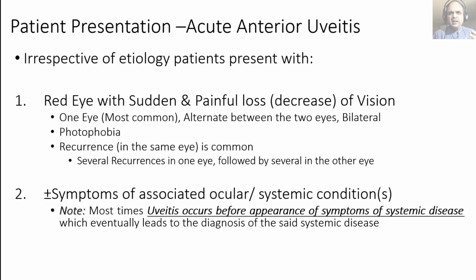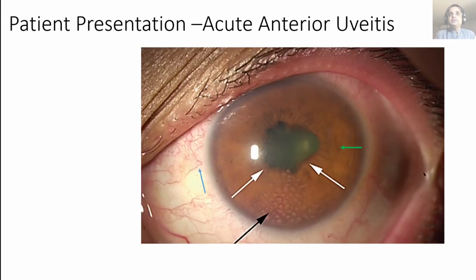And even if you can't, and you already know an association, or you're aware of associations between uveitis and systemic diseases, you should tell your patients, because communicating with your patients effectively is just as important as your clinical acumen. So this is an eye of a patient who's presenting with acute anterior uveitis.